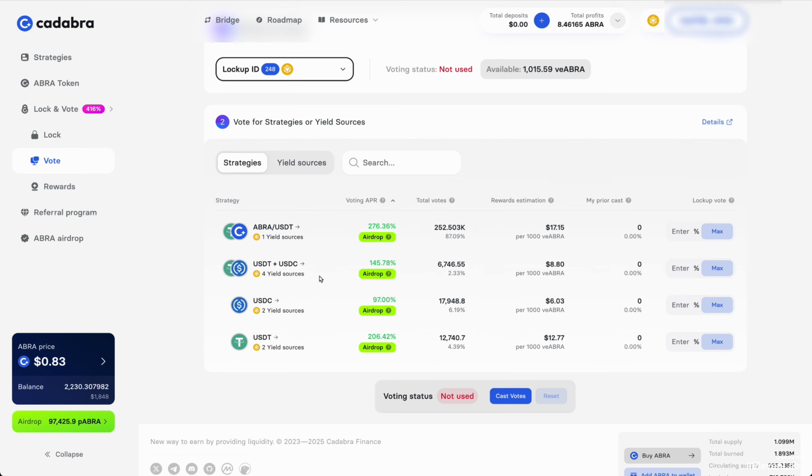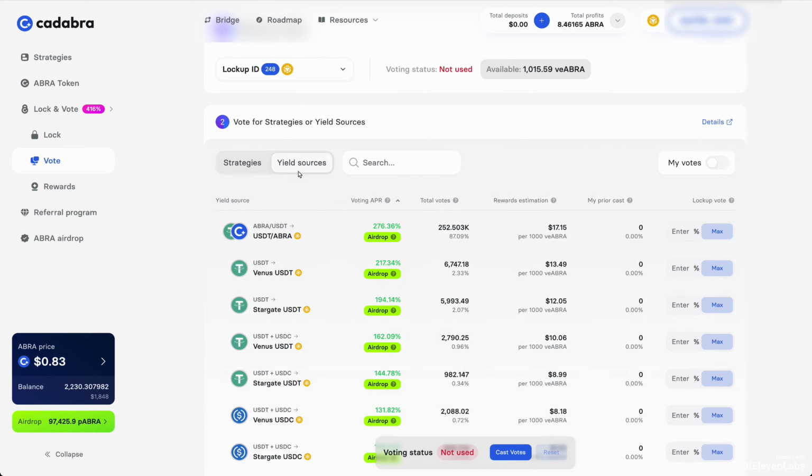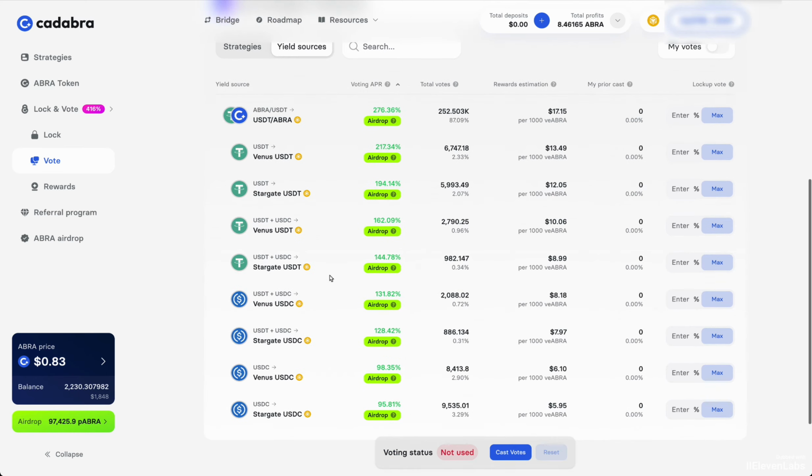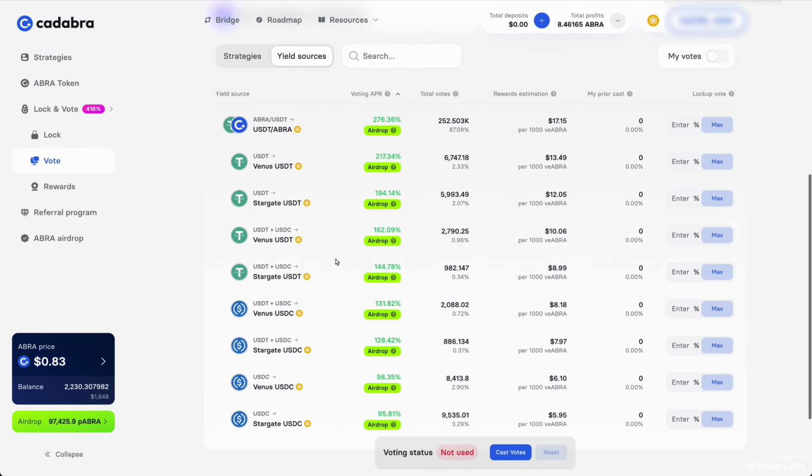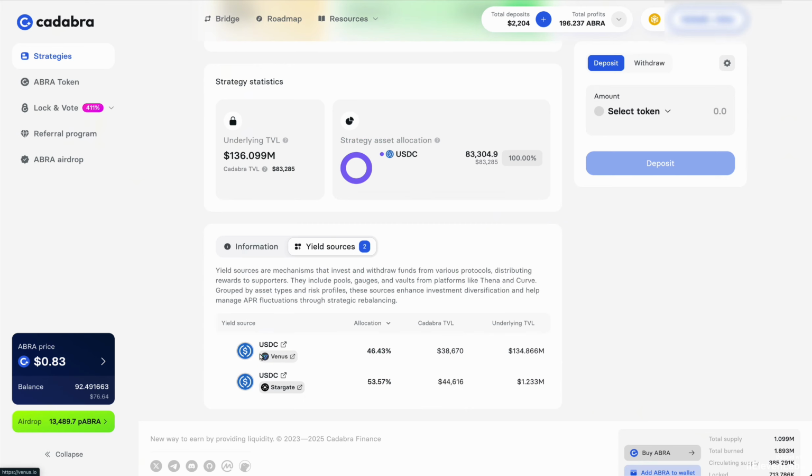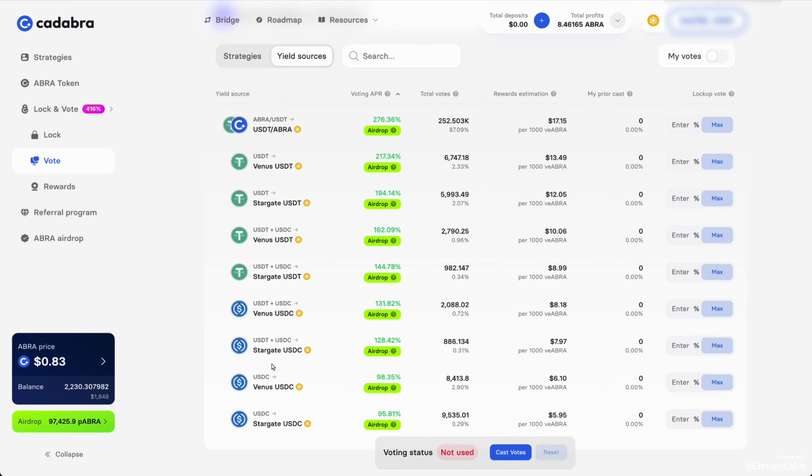That means taking all the profits from all sources that it generates, the entire strategy. Or I can go here and see a more detailed breakdown. I can see a breakdown by specific source of each strategy. That is, we were on the USDC strategy, where it was visible where the liquidity is located. Here it is now in these two sources. And I can see them right here. So here's the Venus yield source, here's the Stargate yield source.